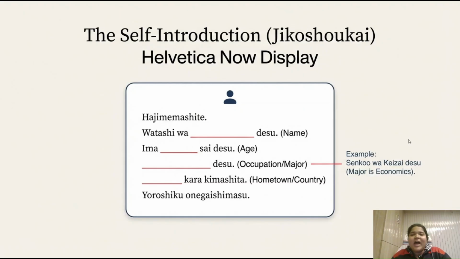Now we already had our self-introduction, and we are going to come back to it. Self-introduction in Japanese is known as jikoshoukai. We started with Hajimemashite, watashi wa, and your name. When you are watching this video, repeat along with this slide. So Hajimemashite, watashi wa, my name is Ankita. So I'm going to say Watashi wa Ankita desu.